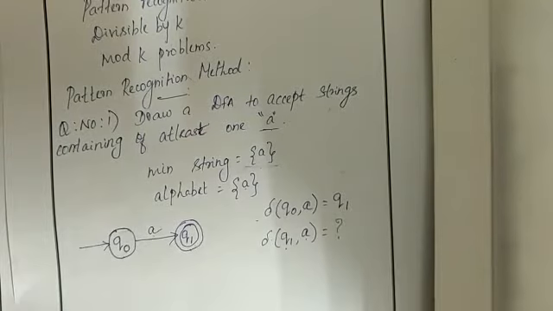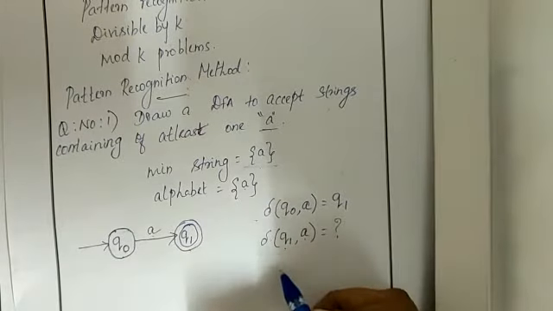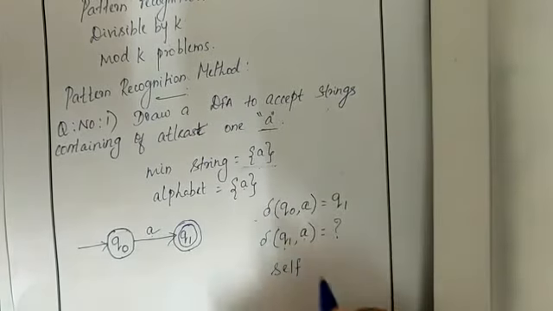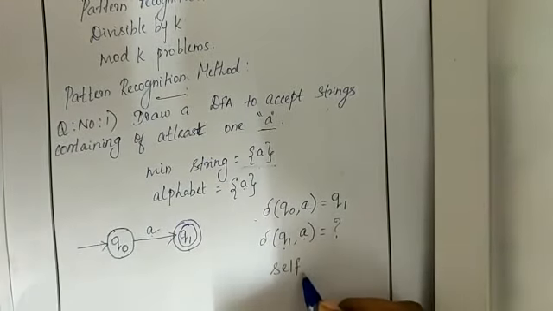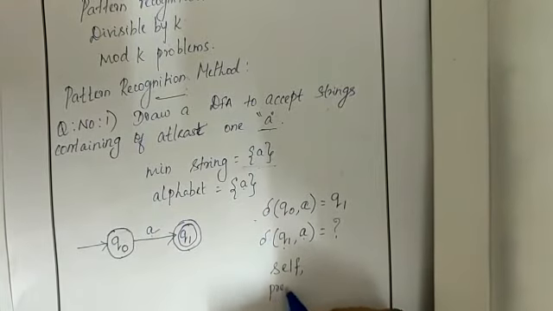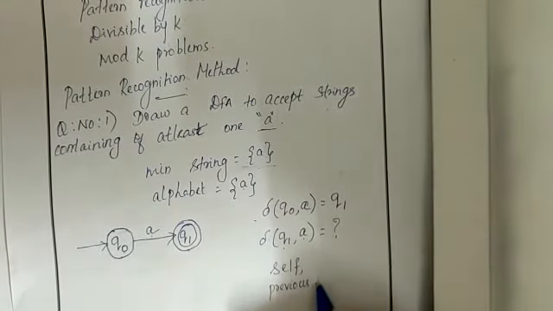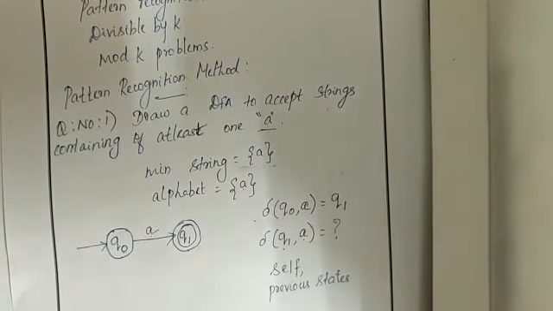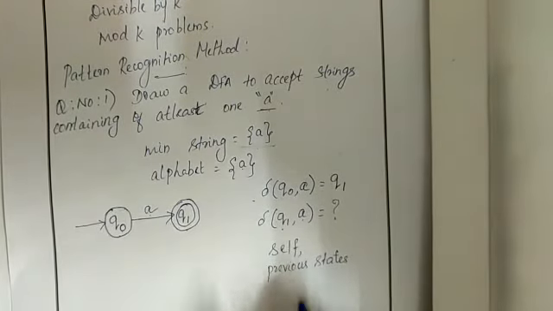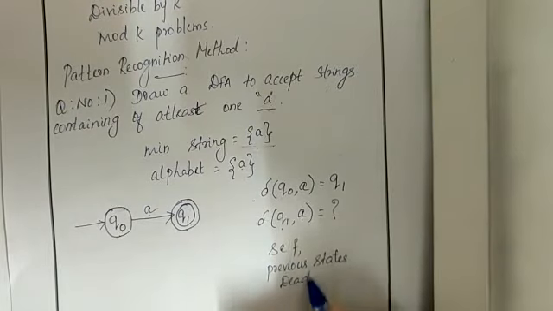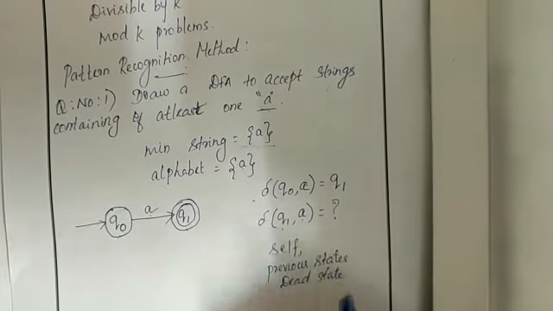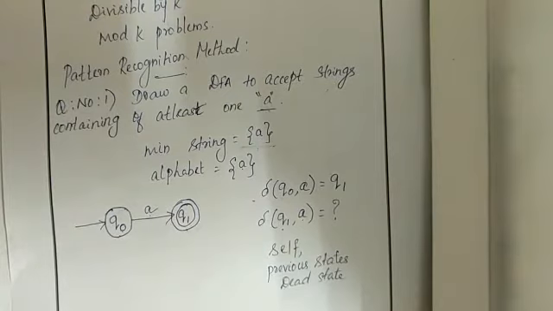To find out this transition, first I have to mark a self loop. If a self loop is not possible, I have to move to previous states one by one. If this is not possible, I'll be moving to my dead state. Now, I'll use a pencil. I'll mark this self loop first.